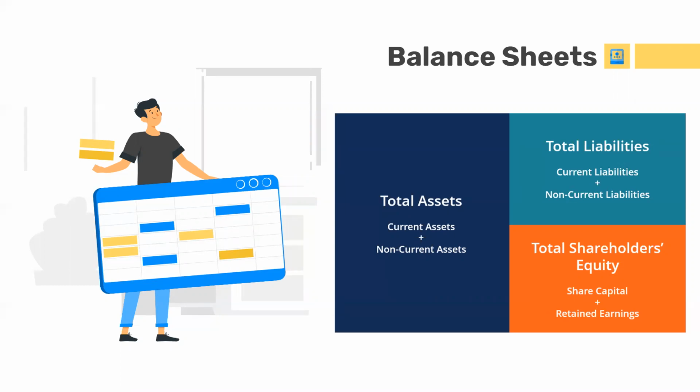Now we can use these concepts to look at another financial statement called the balance sheet. It shows total assets, total liabilities, and shareholders' equity. So it provides an overview of a company's assets, liabilities, and the amount owned by shareholders. It can be helpful for you to determine what a business is worth and how valuable it is.